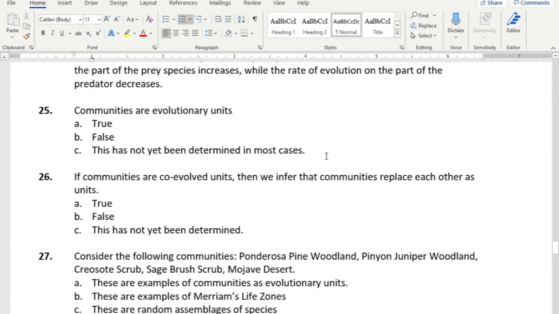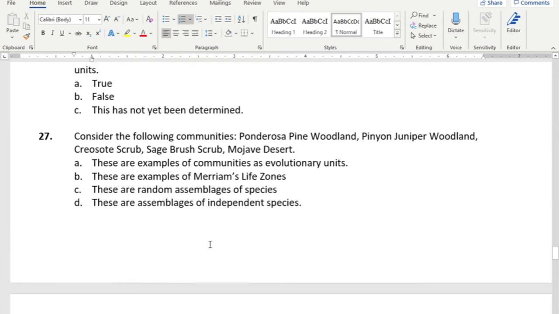If communities are co-evolved units, then we infer that communities replace each other as units. That would be a true statement. Notice it says if communities are co-evolved. So that would be true.